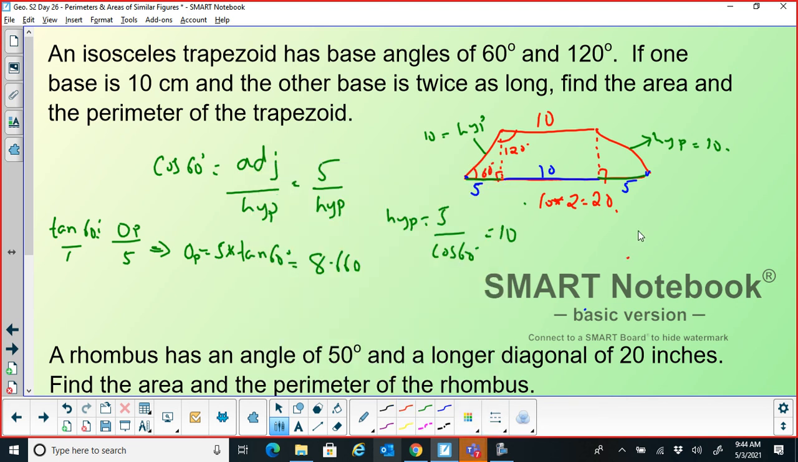Perimeter is nothing but the sum of all the sides. This was 20 and this is 10 and this was 10 and this was 10. So perimeter is nothing but two bases, first base is 10, second base is 20, and the hypotenuse sides that we found, 10 and 10. So I get the answer as 50, and the unit was centimeters.